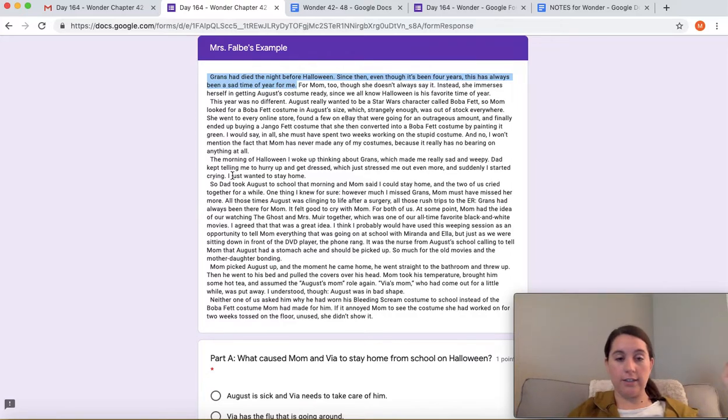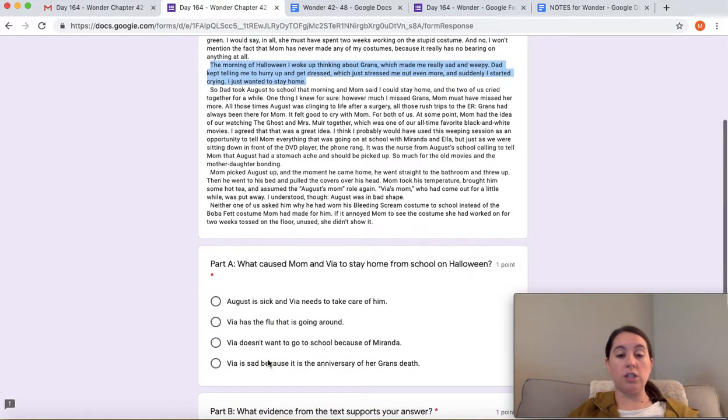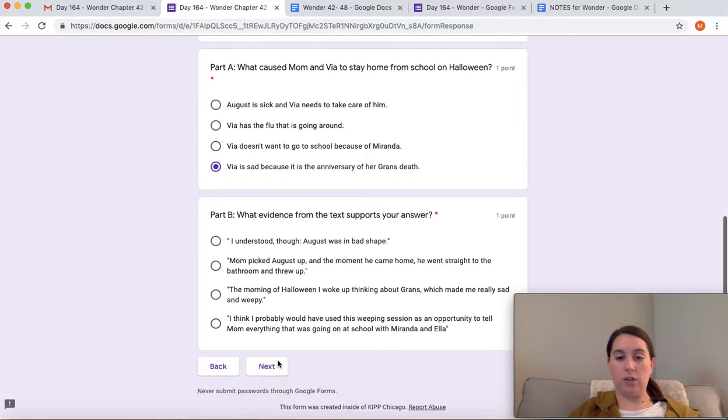There's another sentence that's telling me that too, though, if I look right down here. The morning of Halloween, I woke up thinking about Grans, which made me all sad and weepy. Dad kept telling me to hurry up and get dressed, which just stressed me out more, and suddenly I started crying, and I just wanted to stay home. So that shows me she stayed home because she's sad about her grandmother. So I would choose D for my answer there.